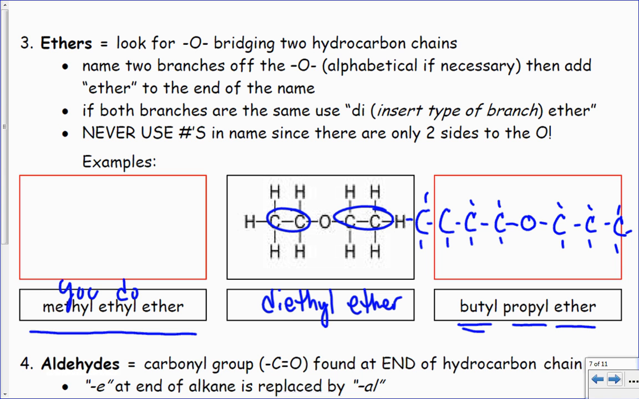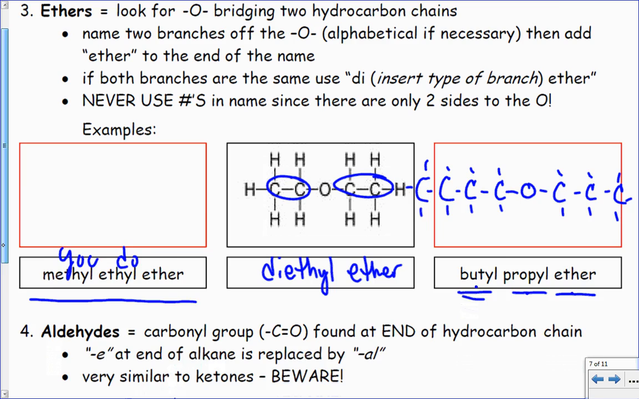I'm going to leave them as dashes this time for lines. That's going to be the shorthand you learn anyway. Butyl propyl ether. Each dash has a hydrogen in it. I just didn't write them.